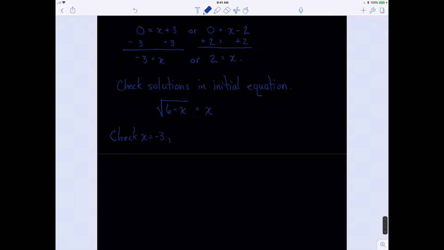So this is going to be the square root of 6 minus a negative 3. A minus and a minus is positive, so the square root of 9. That's going to give me a 3, but wait a minute, 3 does not equal negative 3. So this is not a solution.